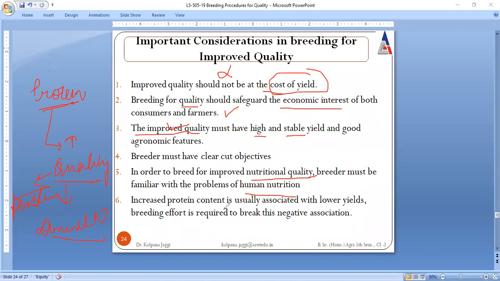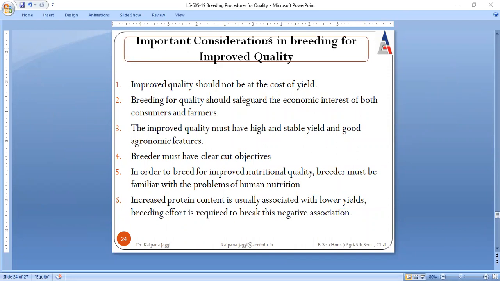Okay, and increased protein content is usually associated with a lower yield. Very important: when we increase the protein content, it is always associated with a lower yield. This is the negative association, and the breeder must put all his efforts into breaking it, because we are looking at quality, but our motto is not to decrease the yield. Quality and yield are both to be increased together, right? So these are certain considerations in breeding.